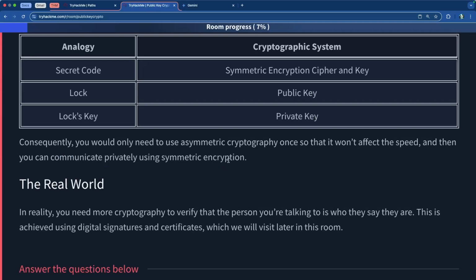So once you've established that connection using the asymmetric cryptography, because it is slower, the symmetric key, the secret code, has actually been passed.